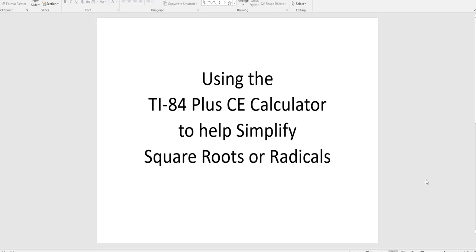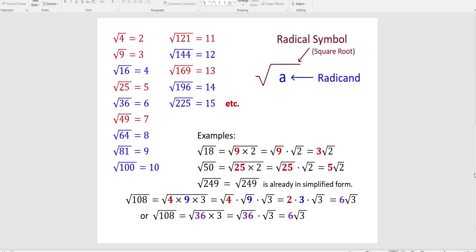This video is to show you how to simplify radicals or square roots by using the TI-84 calculator to find the perfect squares in the radicand. To simplify square roots or radicals, you must find the perfect squares of the radicand. Notice the list of perfect squares. These are the factors that you must find to simplify a square root or radical.